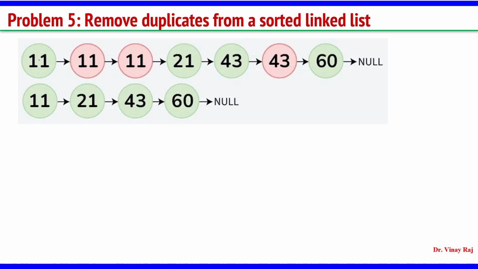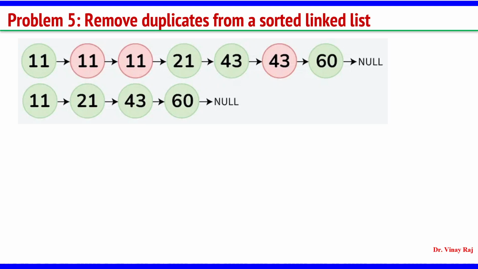So I have a linked list here. This is my original list: 11, 11, 11, 21, 43, 43, 60. But I want to remove these duplicates which are in red color and make a list like this. So how do we delete the duplicate elements from a sorted linked list? It is a very popular and powerful question. How can we solve this? Can you make a guess of how we delete duplicate elements?